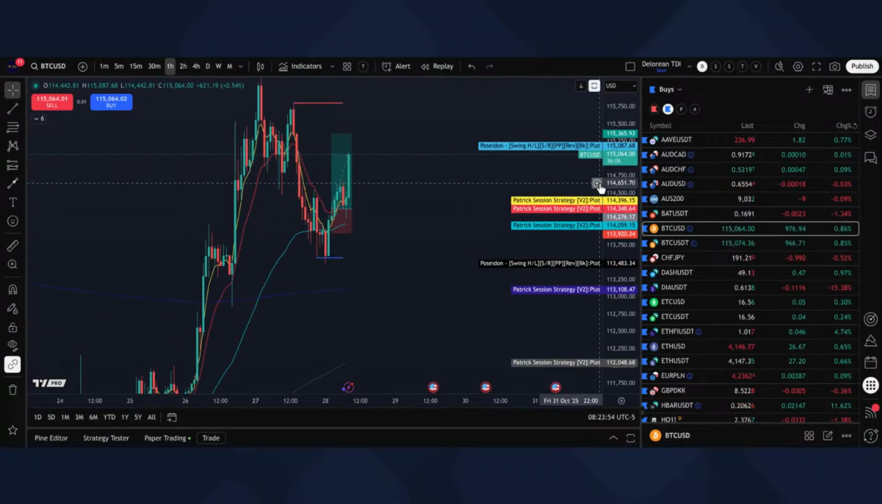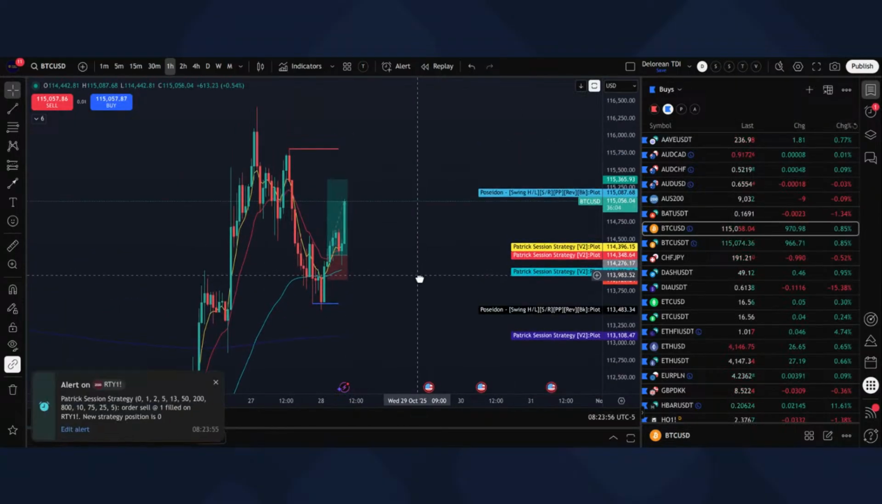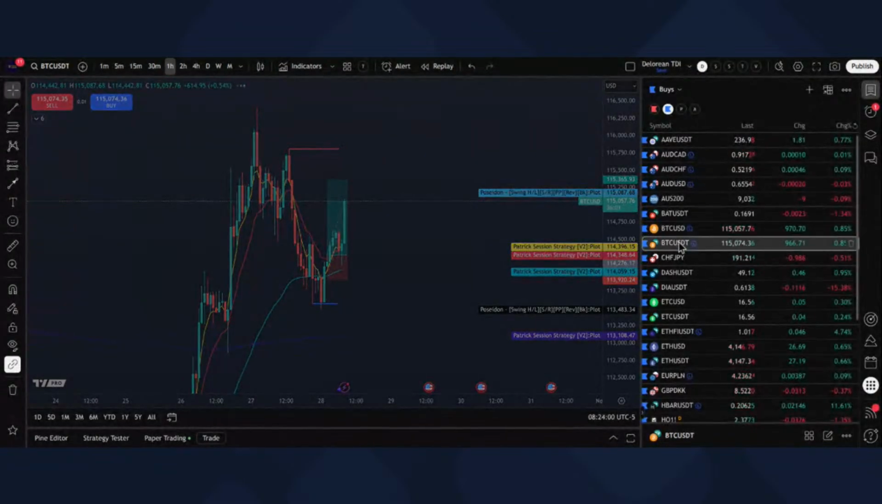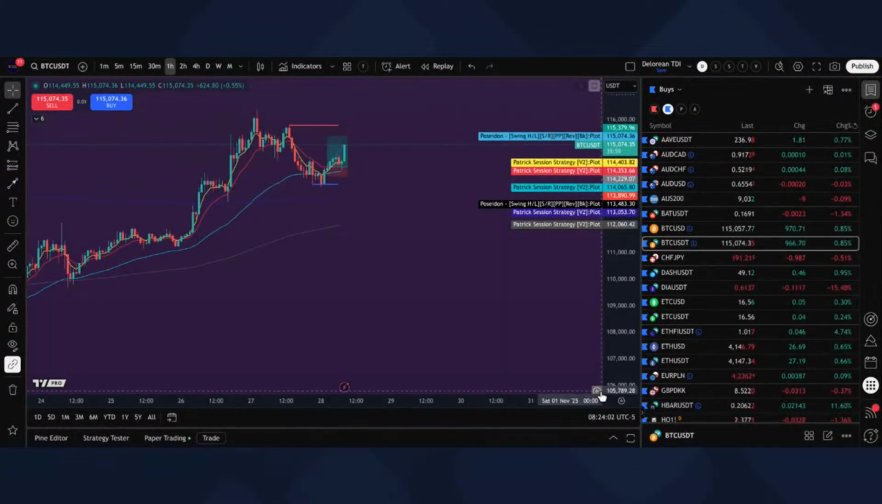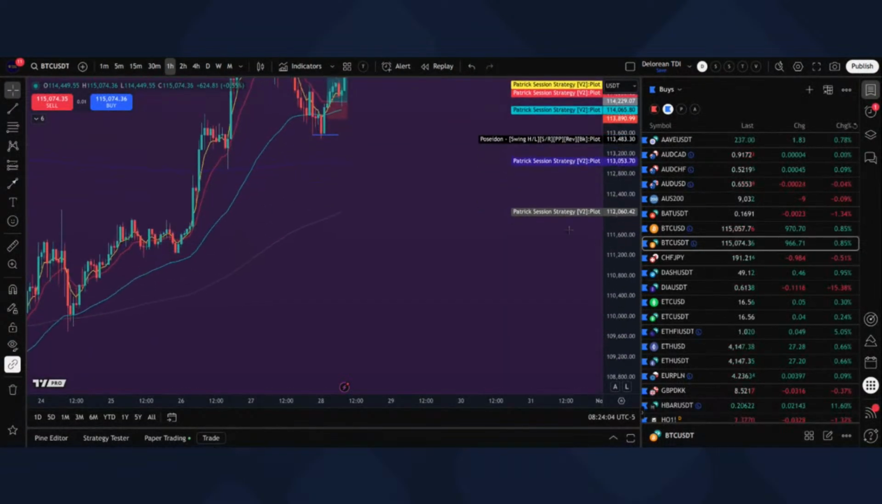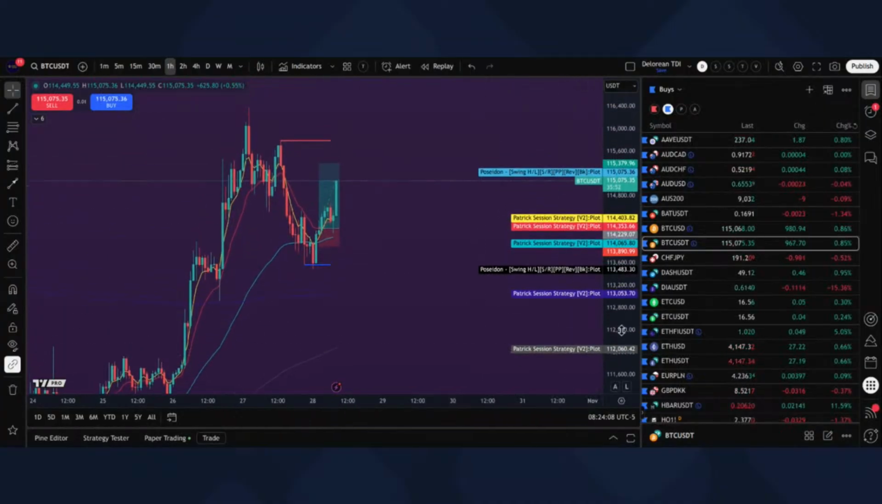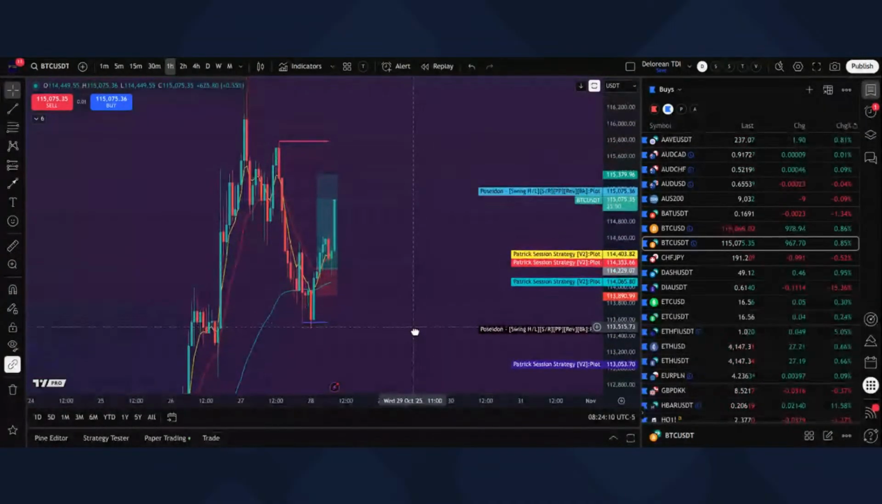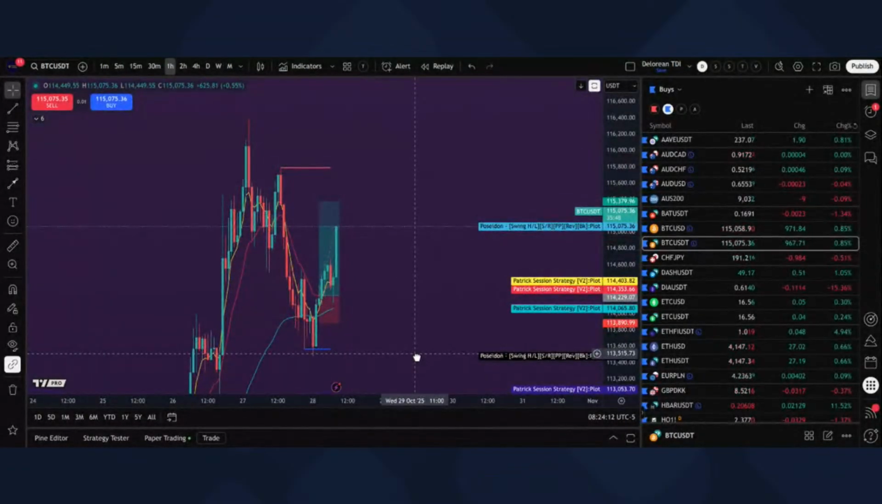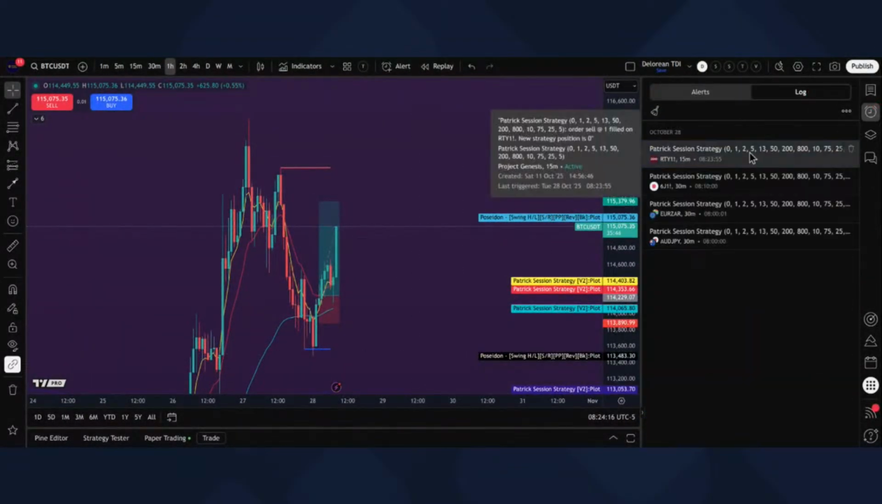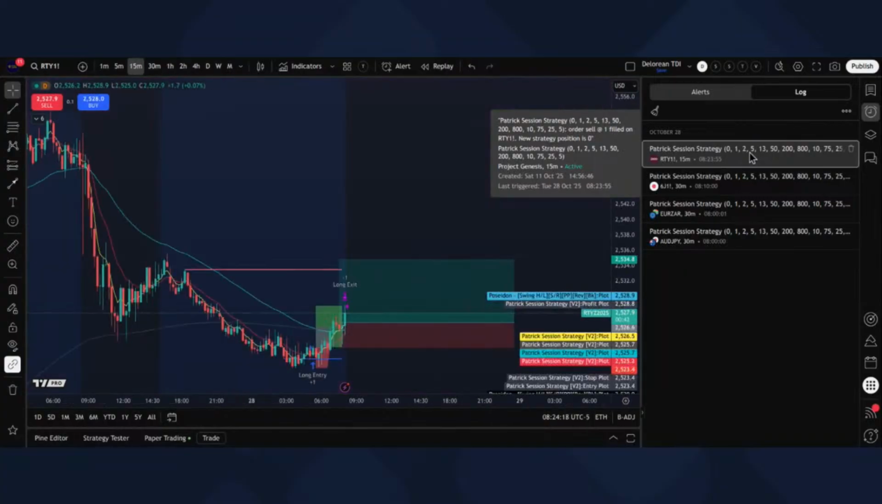Make this bigger so it's easier to see. That was RT1 on the 15-minute.